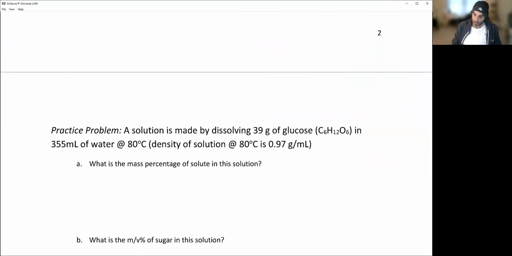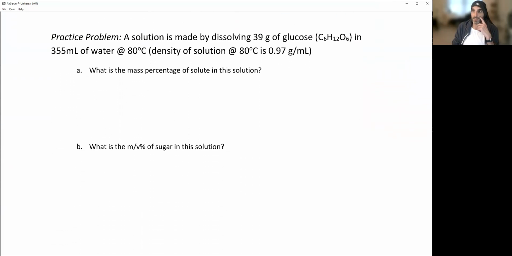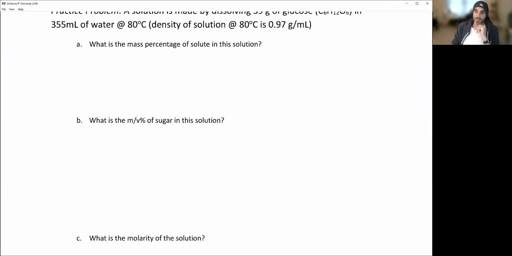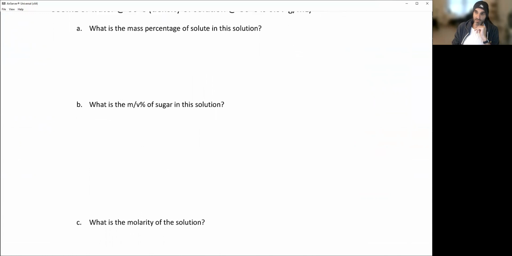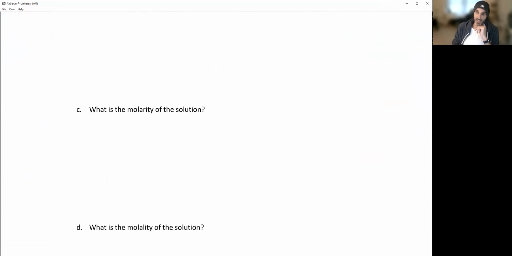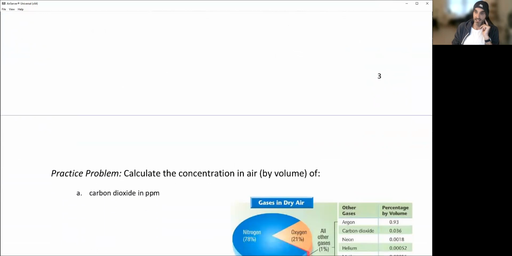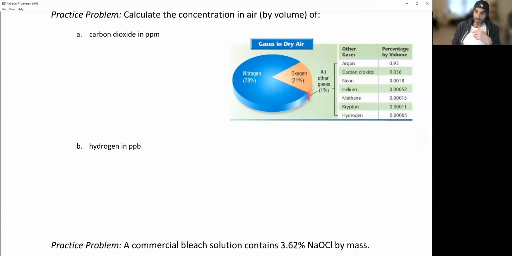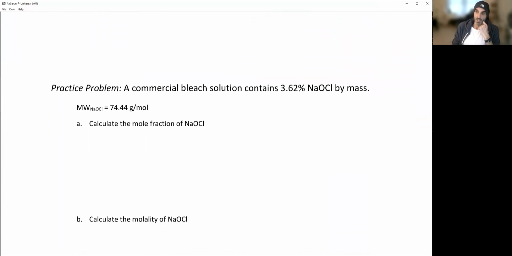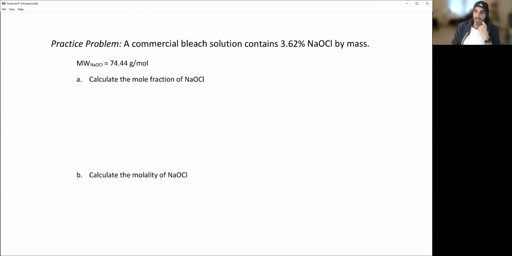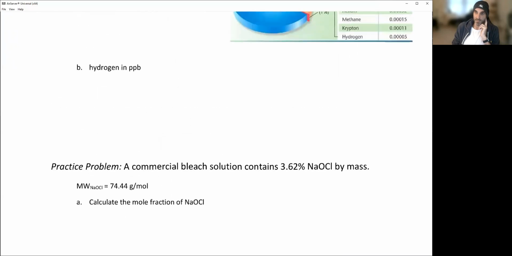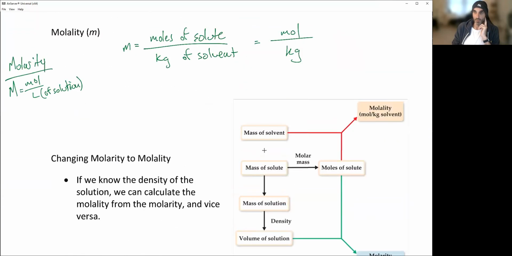All right, so a solution is made by dissolving 39 grams of glucose in 355 mL of water. At 80 degrees Celsius, the density of the solution is 0.97 grams per milliliter. What is the mass percentage of the solute? What is the mass per volume of the sugar? What is the molarity? What's the molality? Let's do parts per million, parts per billion. And commercial bleach, we're going to look at percent, mole fraction, and molality. So just solve all these based on the equations and we will go over it in class.